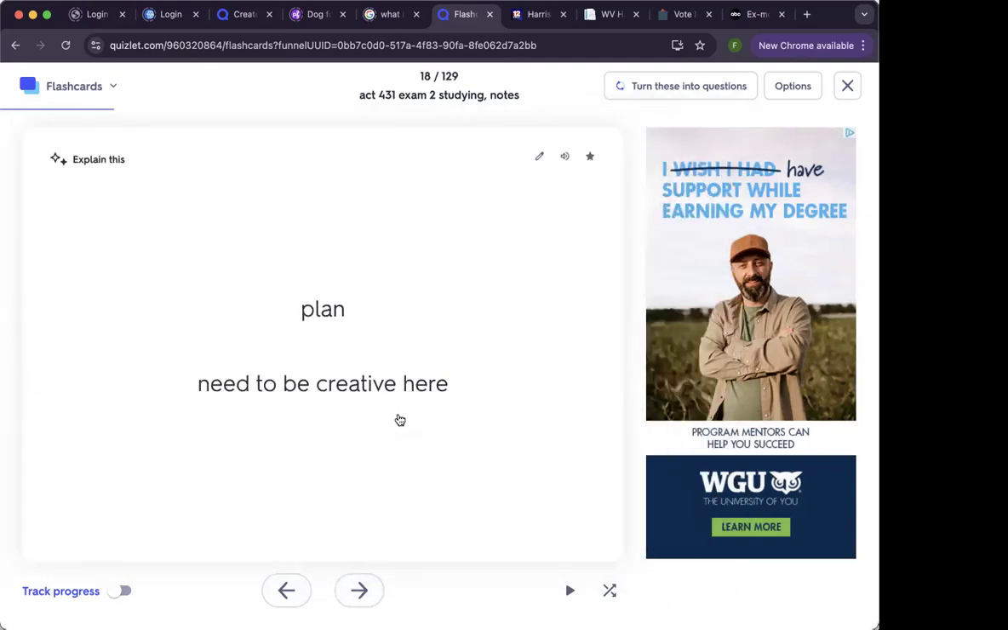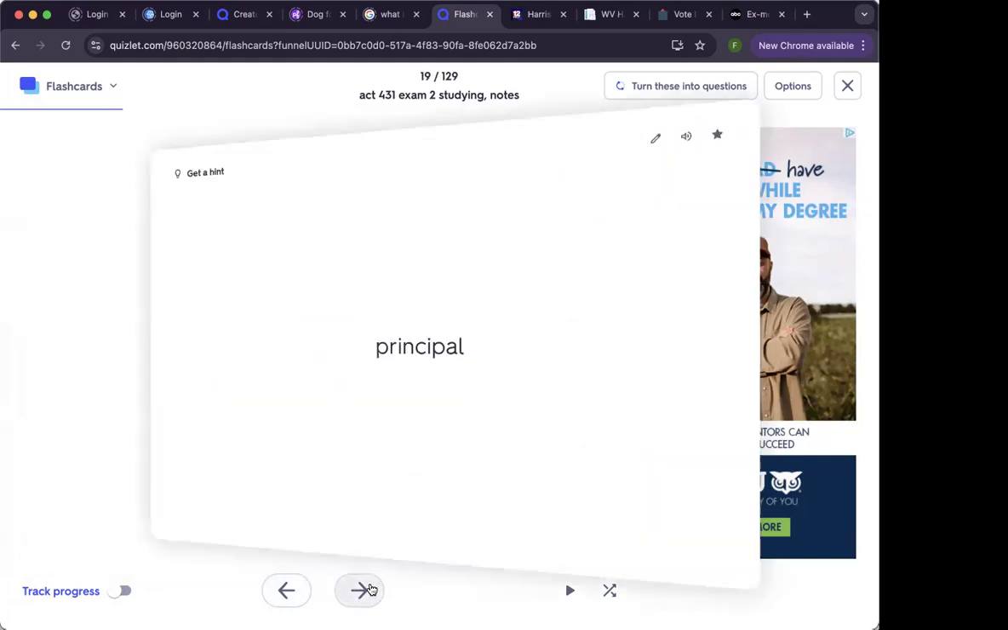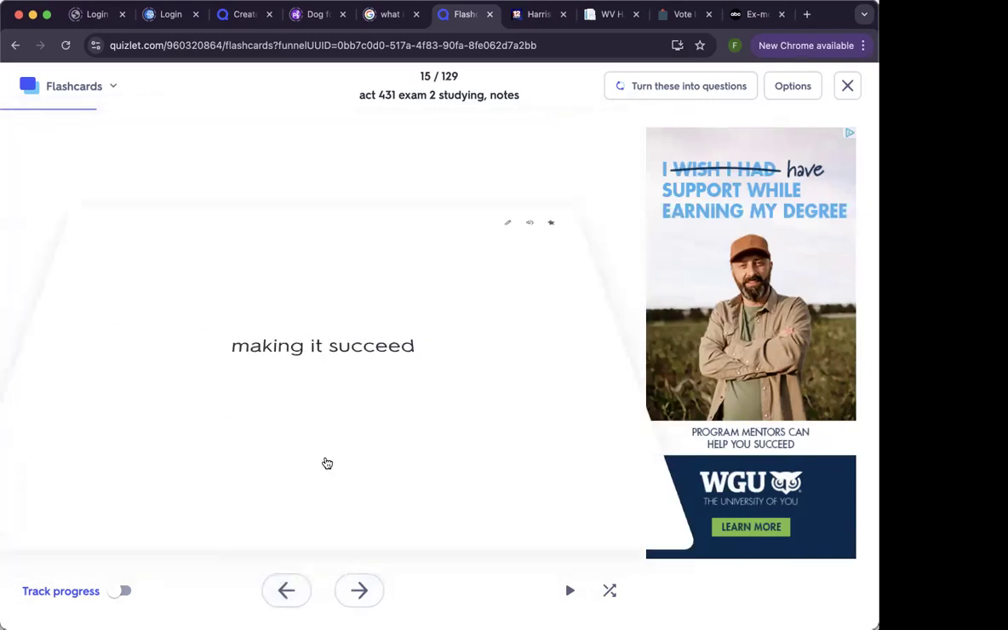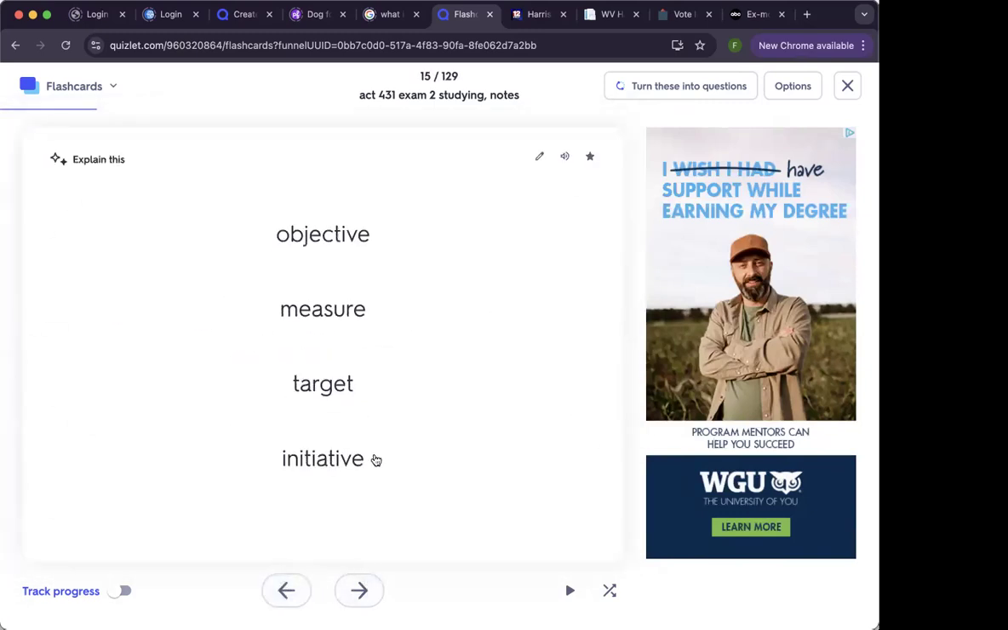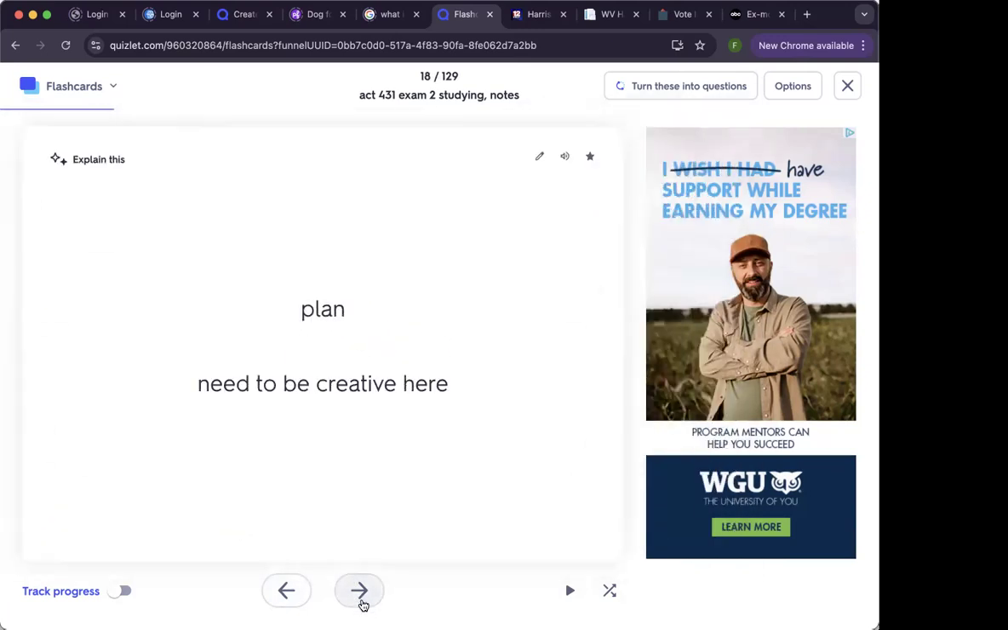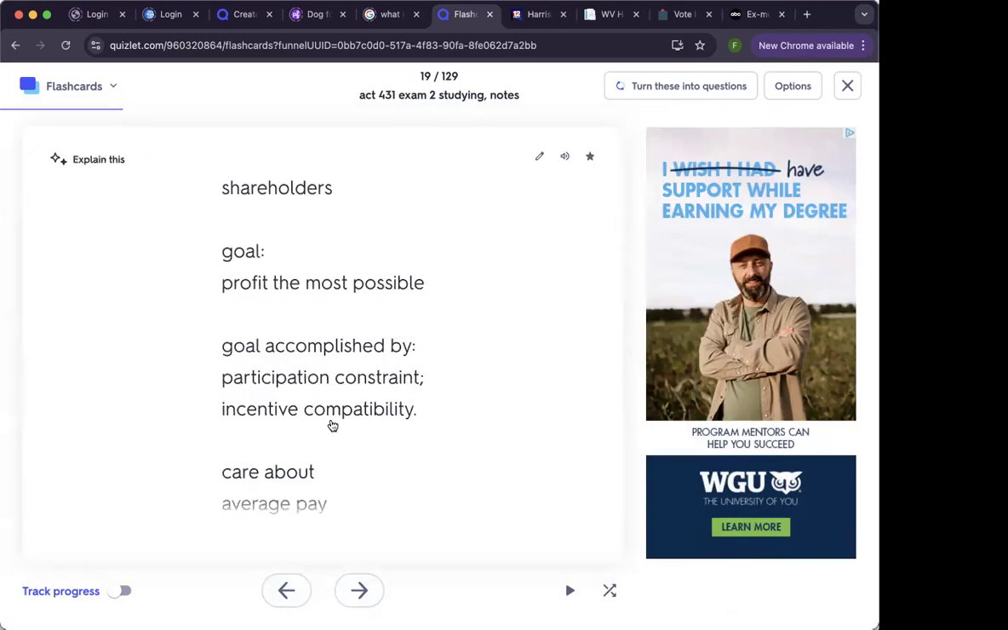Initiative, a plan. So you need to be creative here. Like, how will you see progress or not progress in working to achieve your target? That was initiative. That's your plan. Be creative.